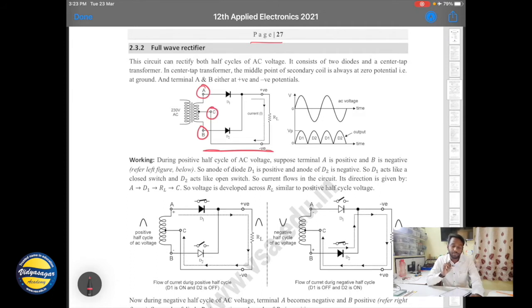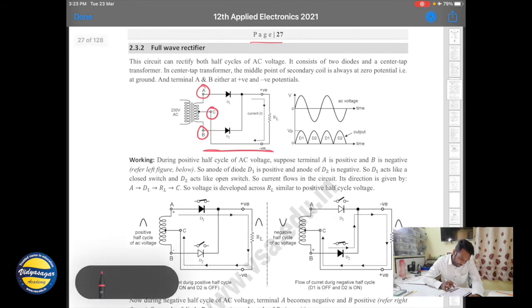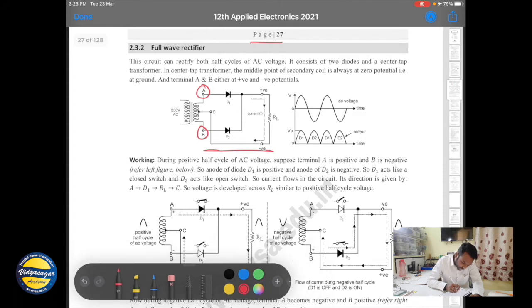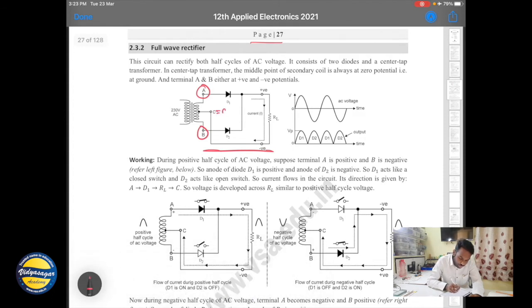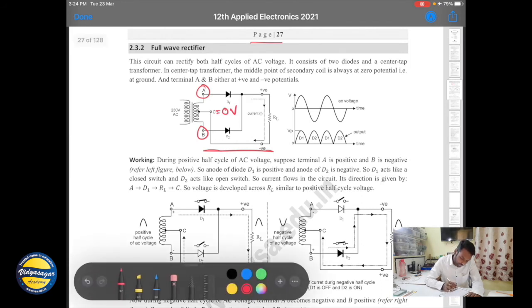Now the main property of a center tap transformer is that the potential at point C is always equal to 0 volts. There is no potential at point C. So this is the main thing that you need to keep in mind.